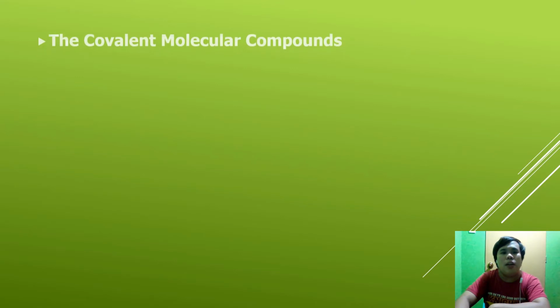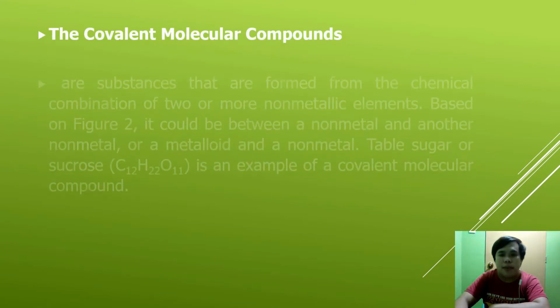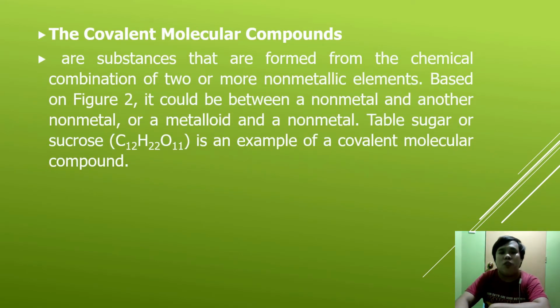Second is the covalent molecular compounds. These are substances formed from the chemical combination of two or more non-metallic elements, based on figure 2. It could be between a non-metal and another non-metal, or a metalloid and a non-metal. So a covalent molecular compound is not possible for metals to metals or metals to non-metals. Table sugar or sucrose is an example of a covalent molecular compound.